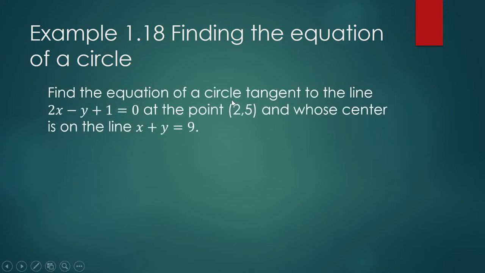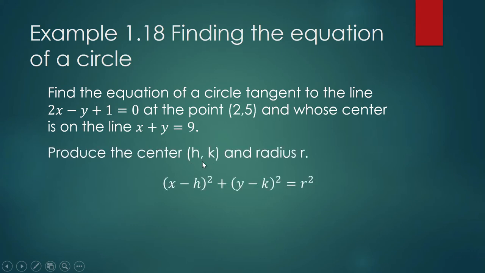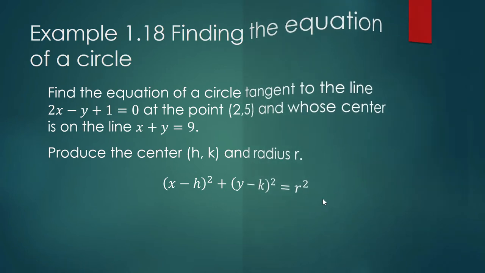Find the equation of a circle tangent to the line 2x minus y plus 1 is equal to 0 at the point (2, 5), and whose center is on the line x plus y is equal to 9. So we must produce the center of your circle and the radius, and then we must write the equation in this form.